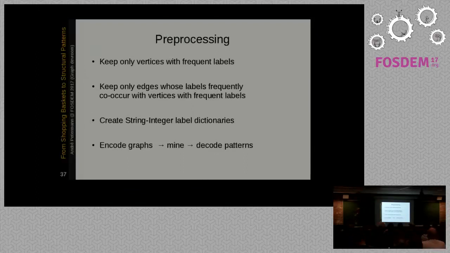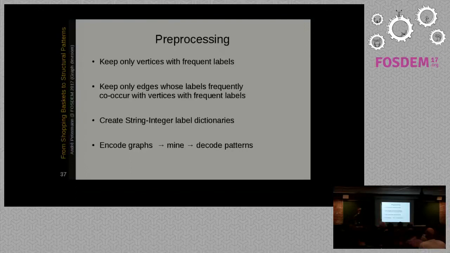So the pre-processing's idea is basically we keep only vertices with frequent labels. Then if we remove them, we also remove some edges. And then we consider only the remaining edges, which never occur with frequent labels, frequent vertices, and also count their frequencies. And we can also drop all the edges with infrequent labels. And based on these steps, we have the frequencies and all the labels, so we can just reduce them to create dictionaries between strings and integers.